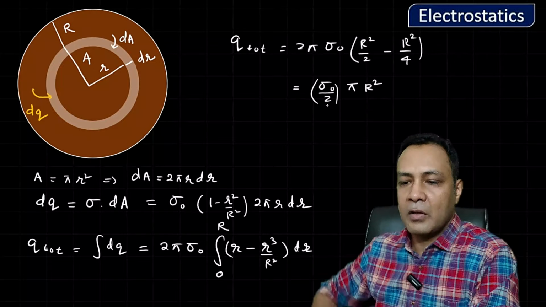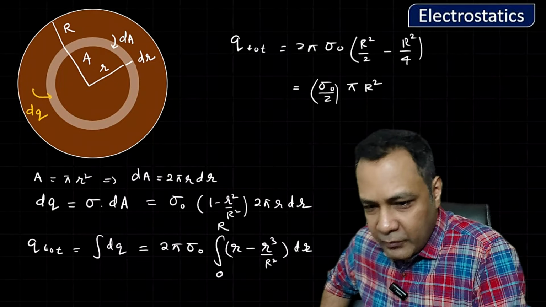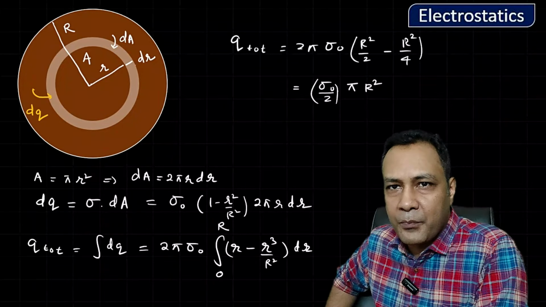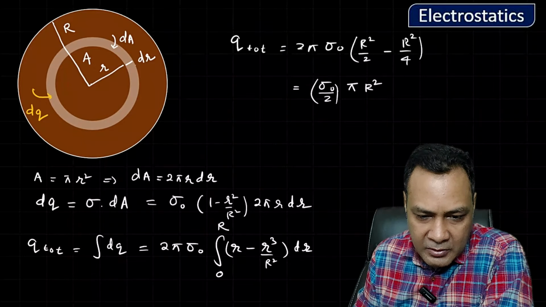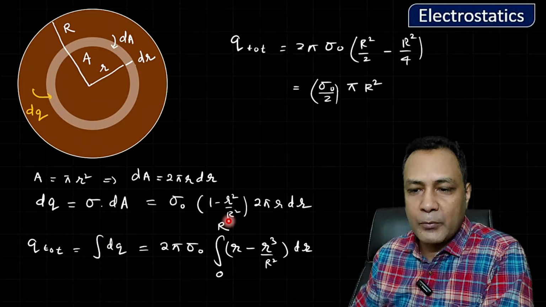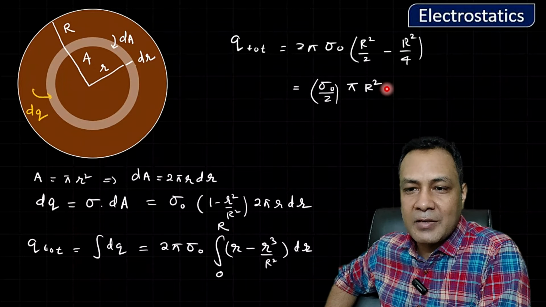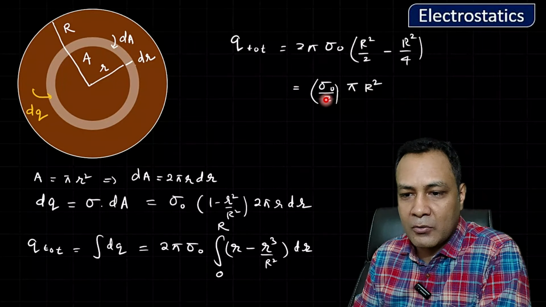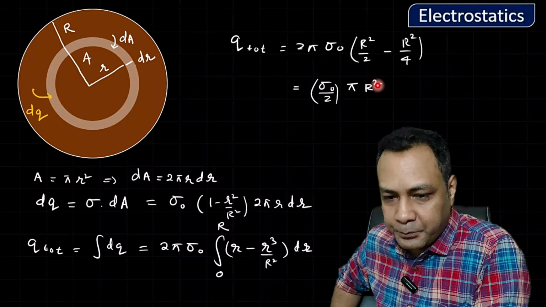There is also one more way to look at this. If the surface charge density was sigma naught, the total charge would be sigma naught into pi R square. Now the surface charge density is sigma naught into 1 minus small r square by capital R square, so the total charge is this. So we can think that this disk has an average surface charge density of sigma naught by 2, so that for the area pi R square, the total charge is sigma naught by 2 into pi R square.